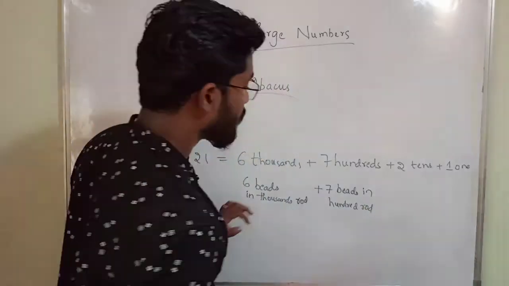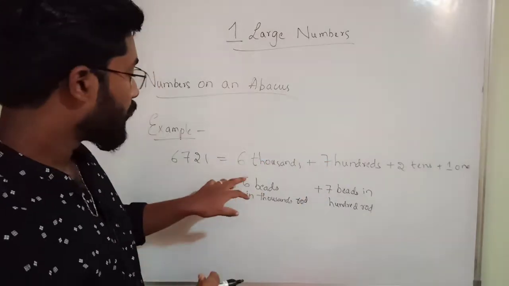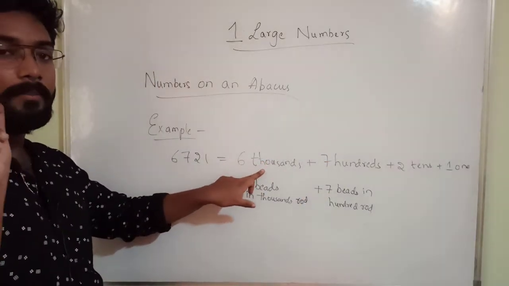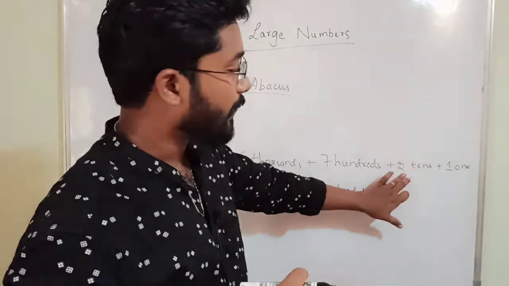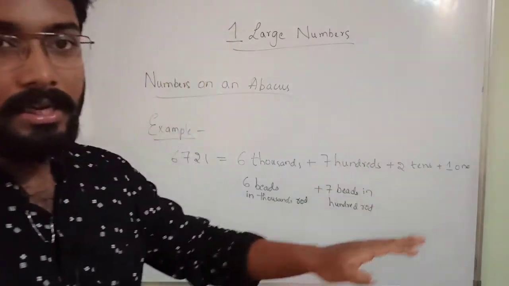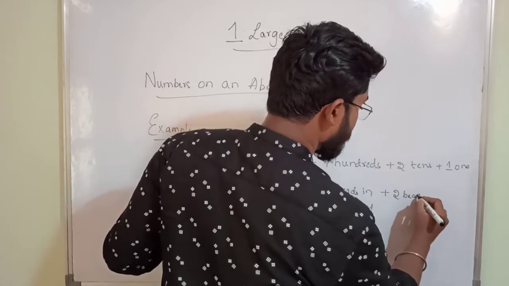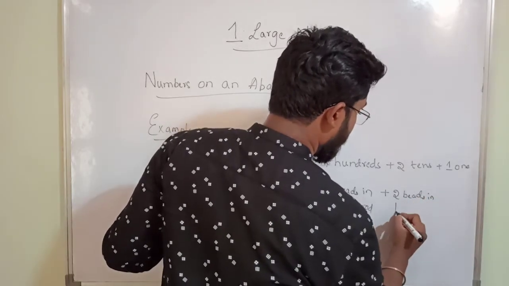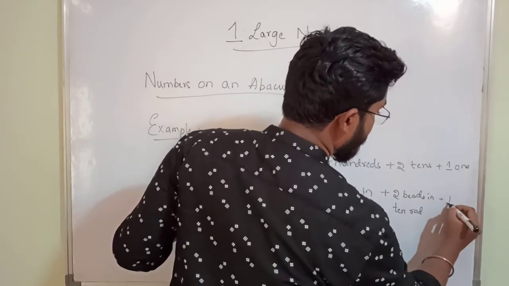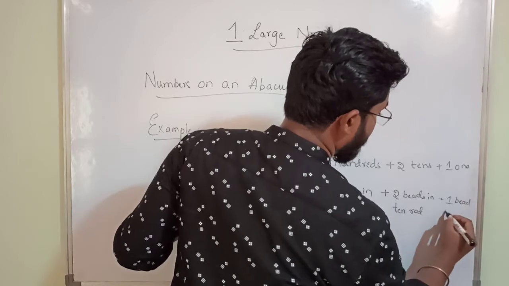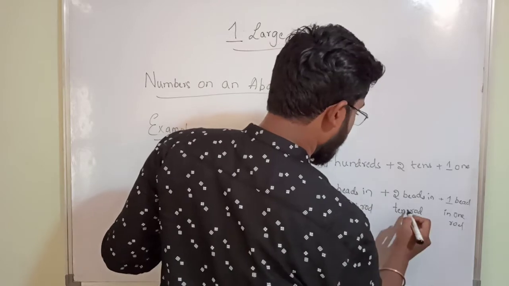Clear? Means 700 means each bead value is 100 in hundreds rod. Here each bead in thousands rod is 1000, its value is 1000. And in tens rod, I will say it clearly after drawing. This is 2 beads in tens rod. Next one means 1 bead in ones rod. This is hundreds rod, tens rod, ones rod.